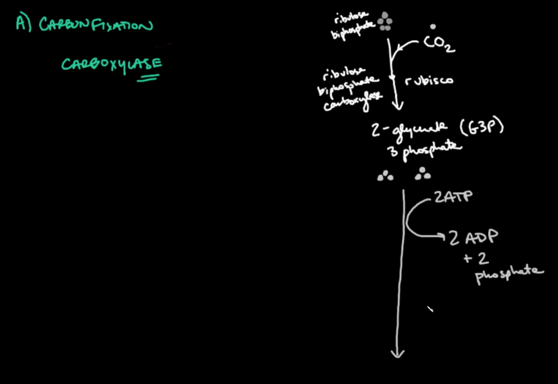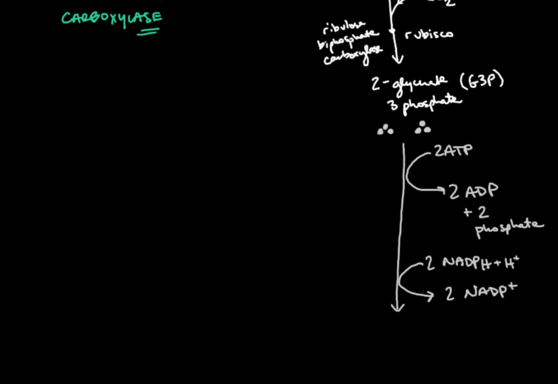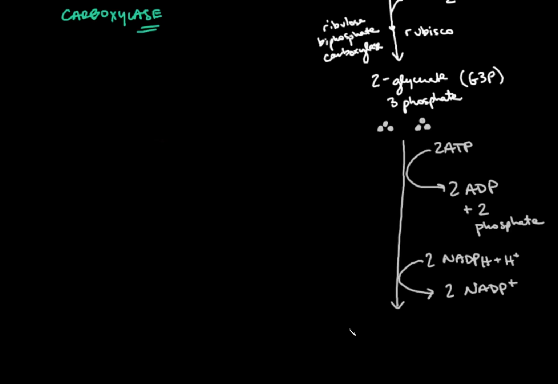And also the 2 NADPHs, and some protons are oxidized to make 2 NADP pluses. So electrons and hydrogens went into this when we combined with the G3P. And what comes out of this is a new product, and there are 2 of these, 2 triose phosphates.